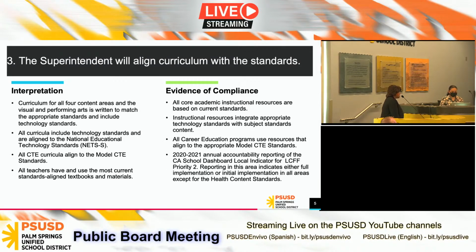Evidence of compliance: all core academic instructional resources are based on current standards. Instructional resources integrate appropriate technology standards with subject standards content. All career education programs use resources that align to those appropriate model CTE standards. And our 2021 annual accountability reporting of the California School Dashboard local indicator for LCFF Priority 2, Dr. Pfeffer presented that at our June 8th board meeting. And reporting in this area indicates either full implementation or initial implementation in all areas except for our health content standards.